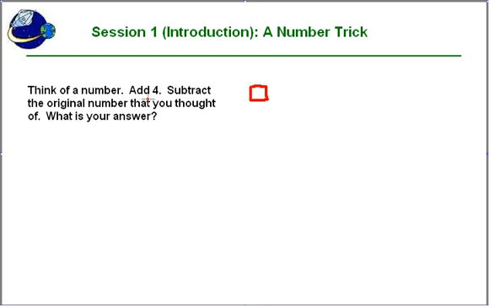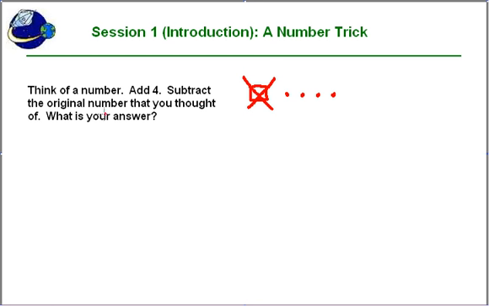Step 2 is to add 4. So to our original number, we are now going to add 4 to it. And each one of these dots or small circles represents one of the 4 that we're adding to our original number. So at this point, we now have 1 square and 4 circles. The last thing it tells us to do is subtract the original number that you thought of. Well, which of these symbols, the square or the circles, represents the original number that we thought of? Well, the square does. So I'm going to cross it out to represent that we're subtracting it or removing it.